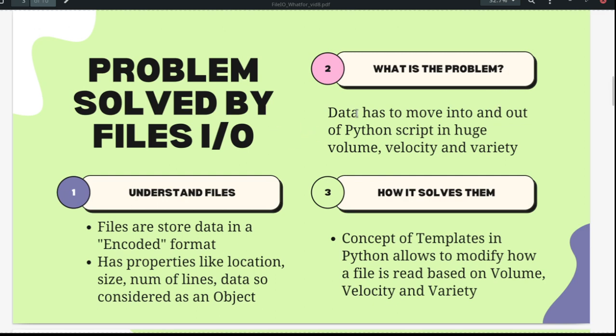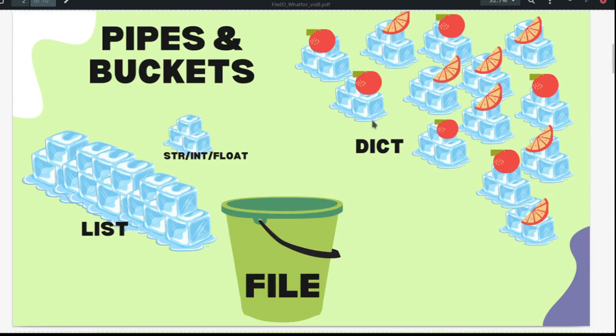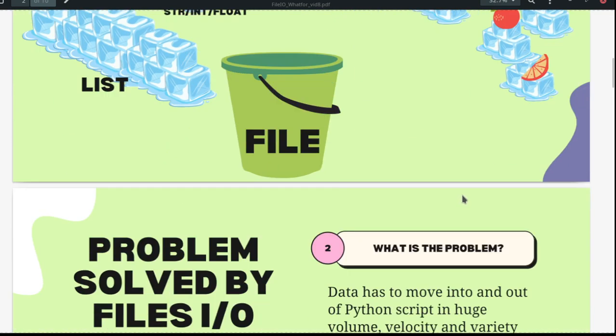So the data has to move into and out of a Python script and out of various systems at high volume, high velocity, and high variety. You see the volume is very high. There are so many things that you have to put into the file and take out. And there is variety: you can put anything, whether it is a dictionary, a string, a float or a list, you have to put it in and take it out. And then how fast you put it in also matters.